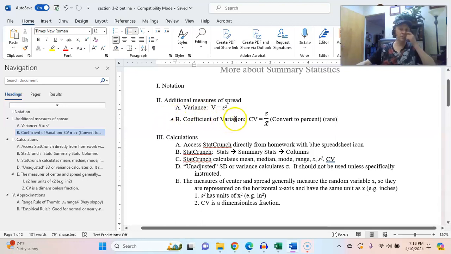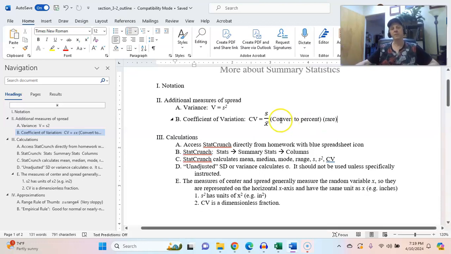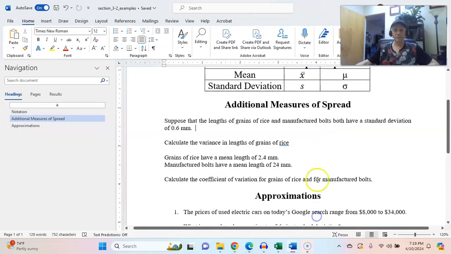The coefficient of variation, CV, is defined as the standard deviation divided by the mean. And if you think about it, that's really useful because if we know that things vary by like 6 inches, we don't know if that is like 50% of their length or 1% of their length. So when we divide it by the mean, that gives us a fraction, which we can convert to a percent. These are rarely used, but I think they're actually really useful. So let's take a look at a couple of examples.